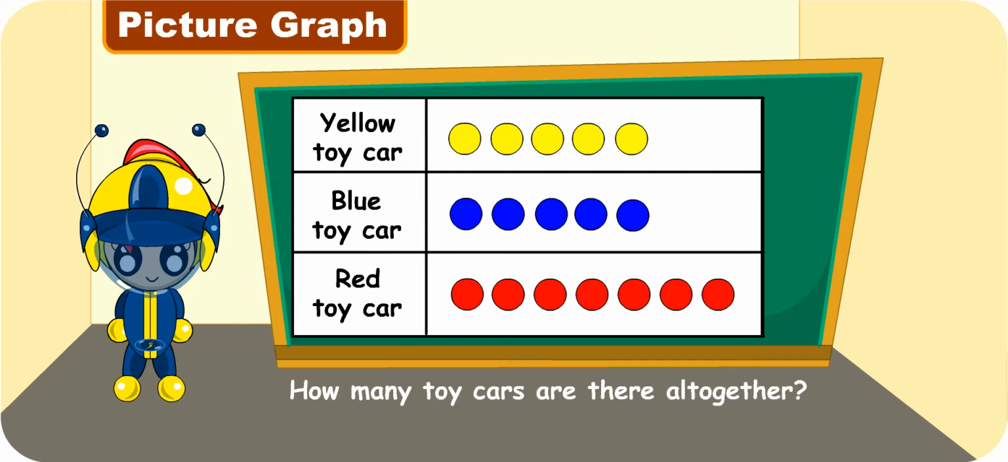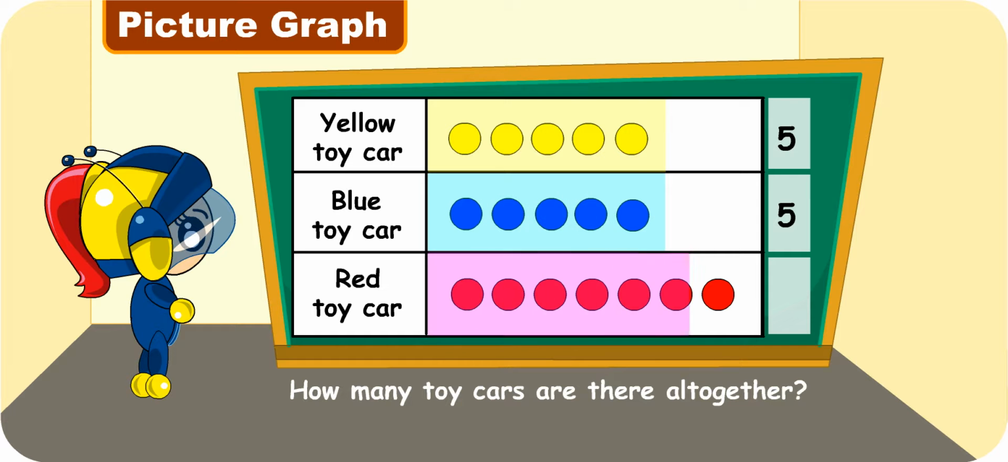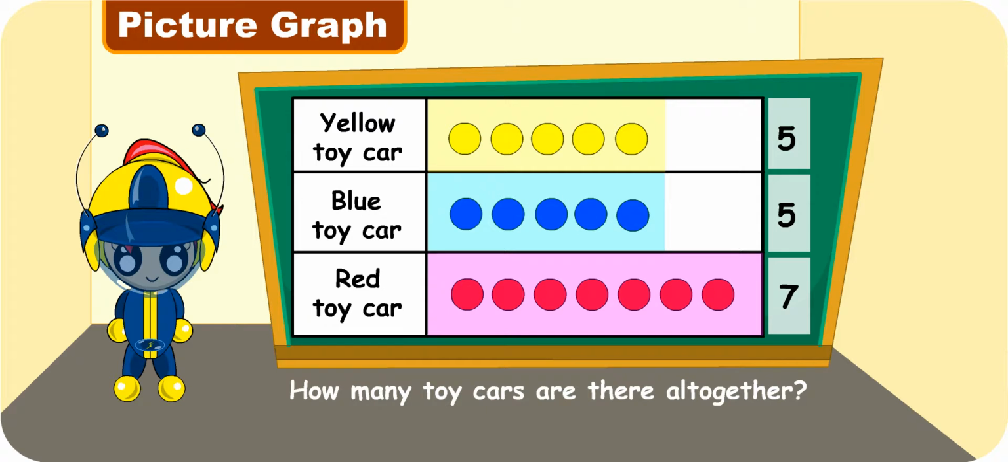How many toy cars are there altogether? Let me count them first. There are 5 yellow cars, 5 blue cars, and 7 red cars. I have to add up these 3 numbers. 5 plus 5 is 10. 10 and 7 makes 17. Therefore, there are 17 toy cars altogether.